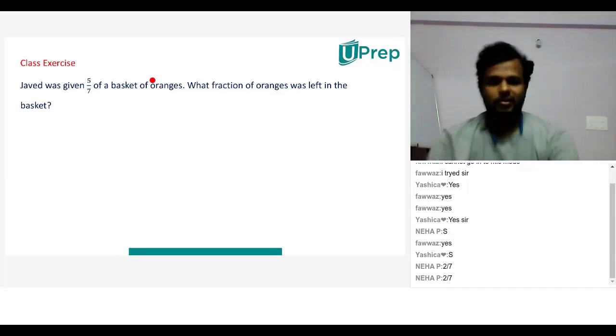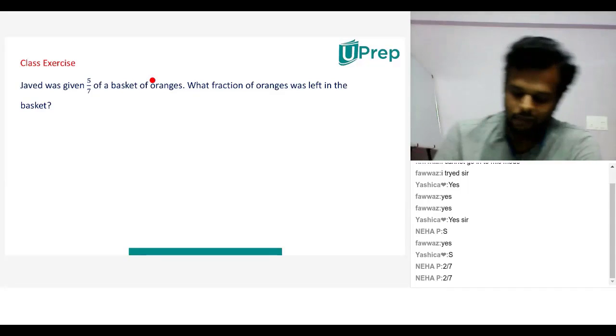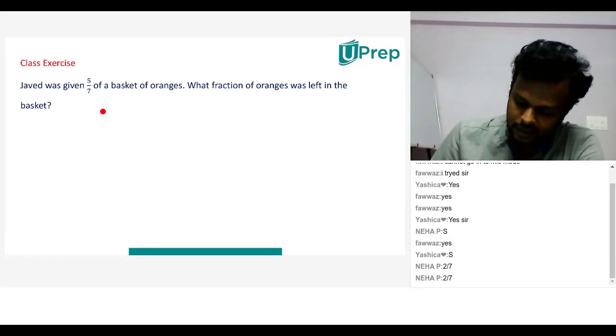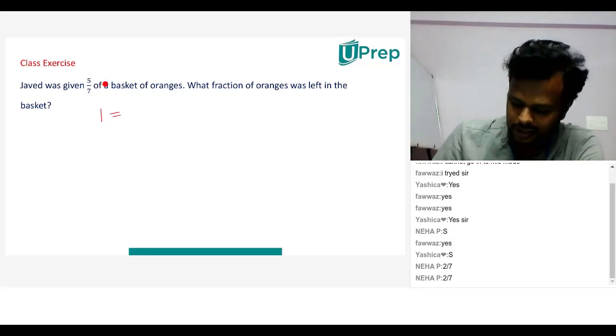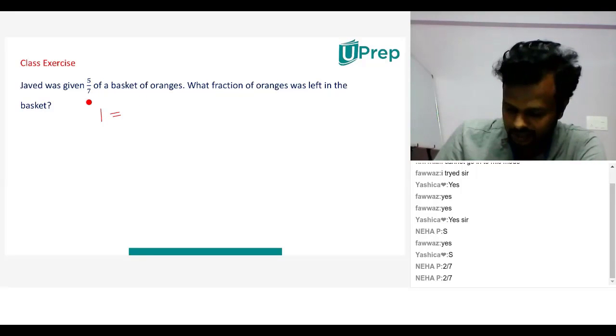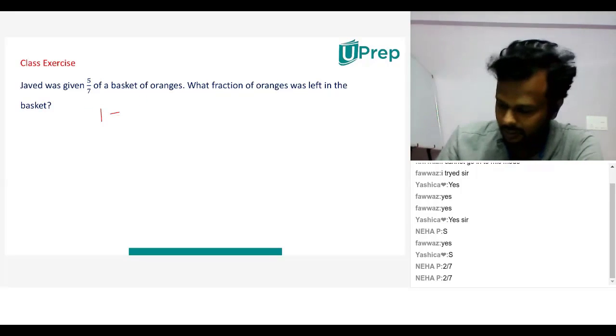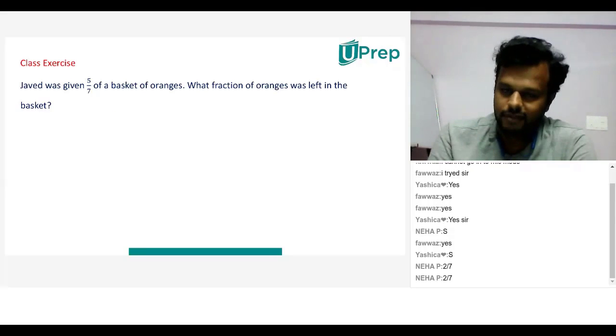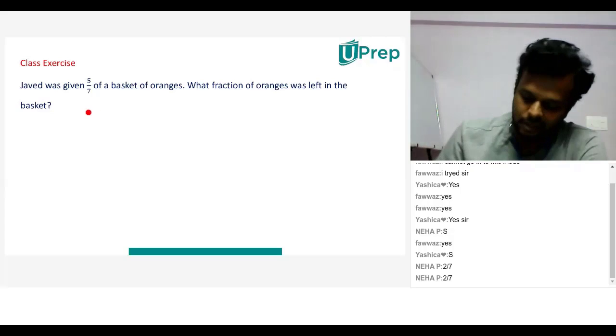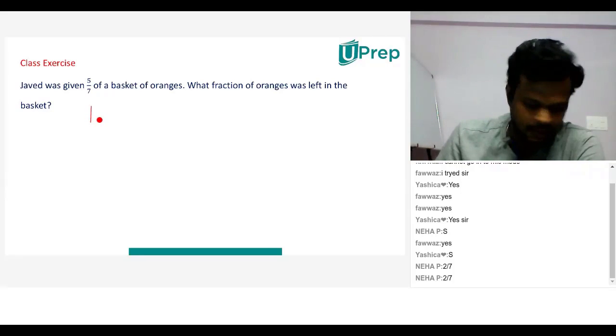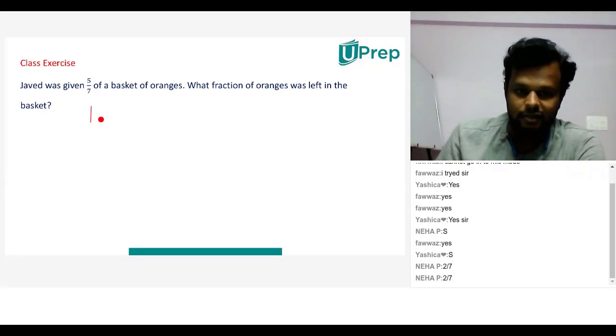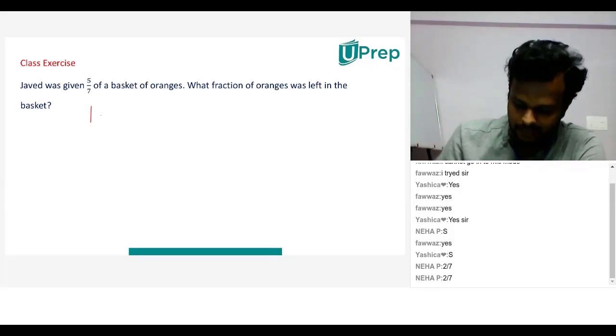So children, whenever a question like this is given, we always take the total parts as 1. Whenever we have something like this, we always take the total parts as 1. Now here what he's saying is 5 by 7 was given. So that means what? The remaining will be 1 minus 5 by 7.